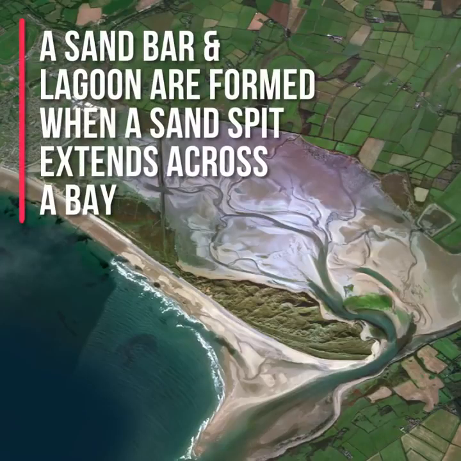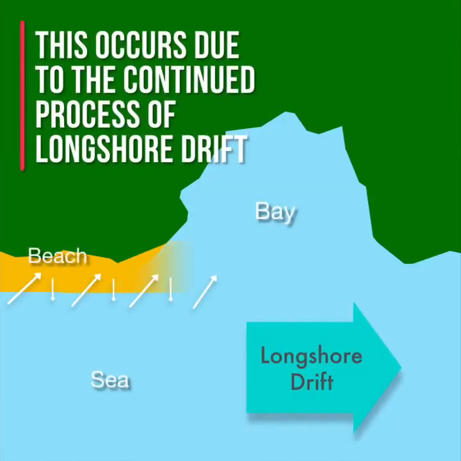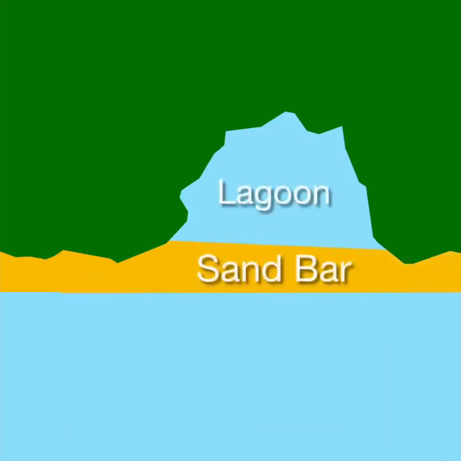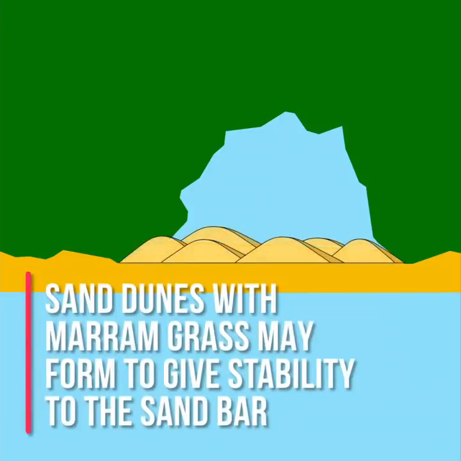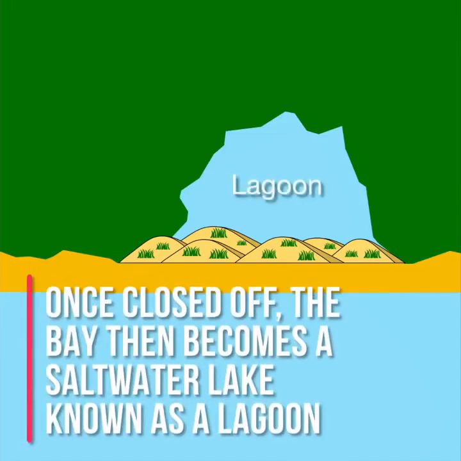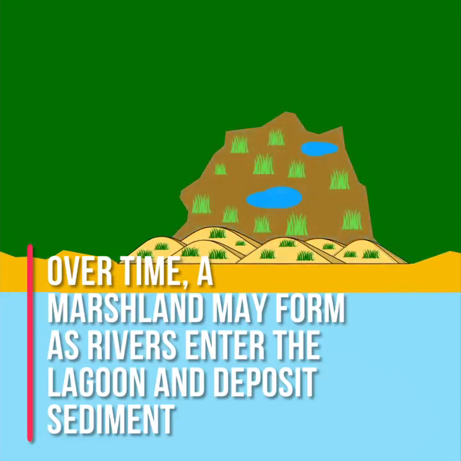A sandbar and lagoon are formed when a sand spit extends completely across a bay. This occurs due to the continued process of longshore drift. Sand dunes with marram grass may form over time to give stability to the sandbar. Once closed off, the bay then becomes a saltwater lake known as a lagoon. Over time, a marshland may form as rivers enter the lagoon and deposit silt and sediment.